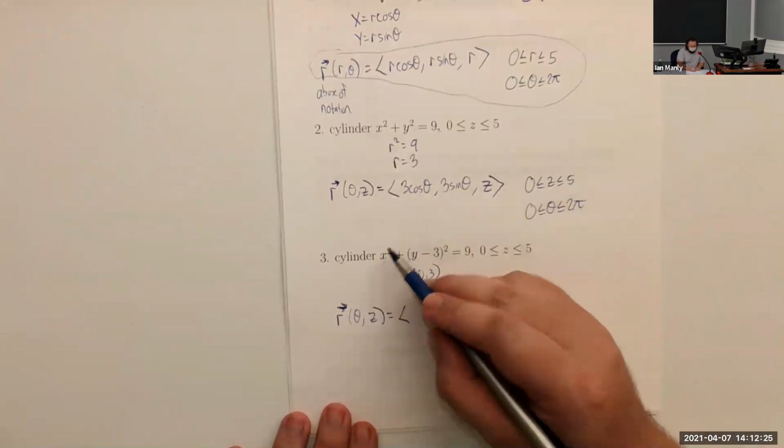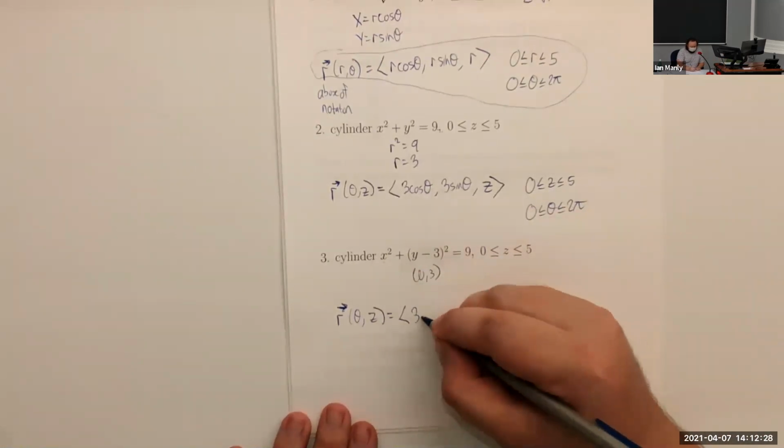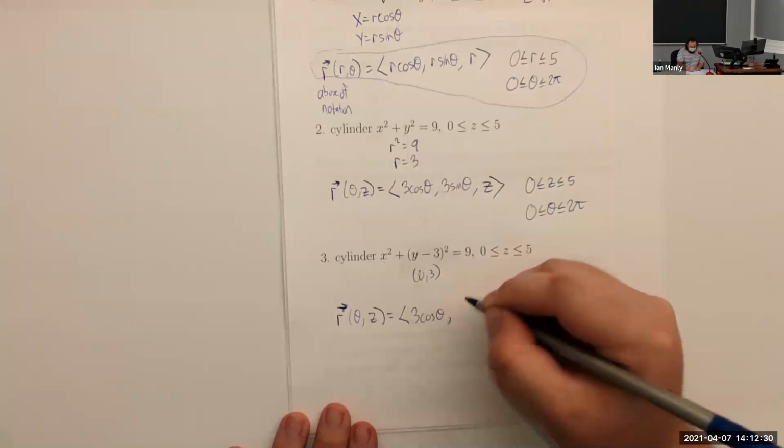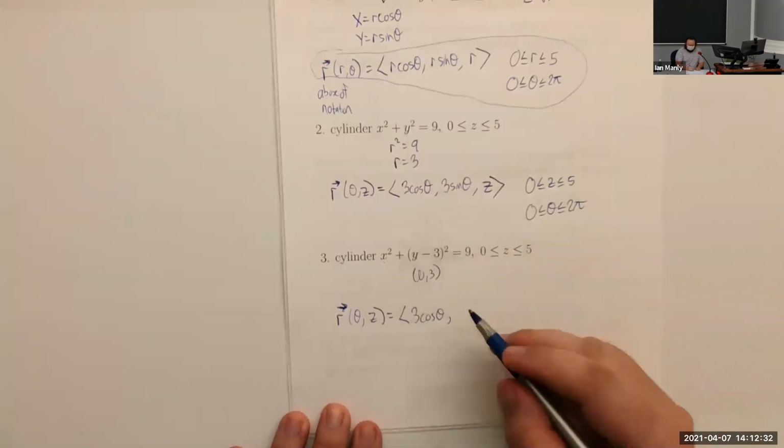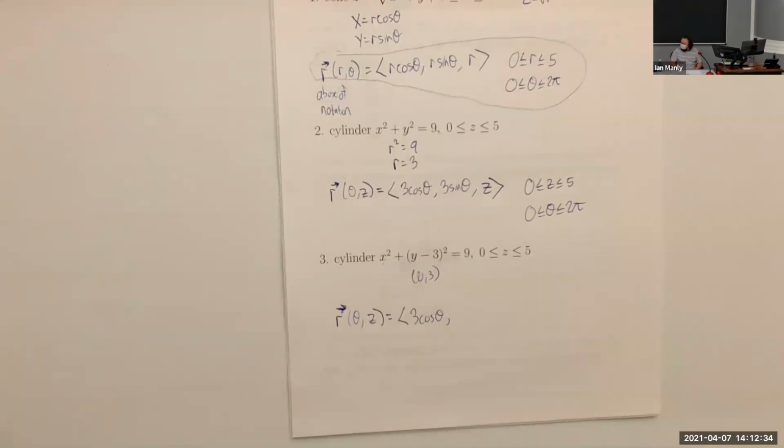Let's see. So they did nothing to change the x, so I'm not going to change the x. I will do something to change the y, though. What do you think I should do to change the y right here, to reflect that we are now centering this at y equals 3?